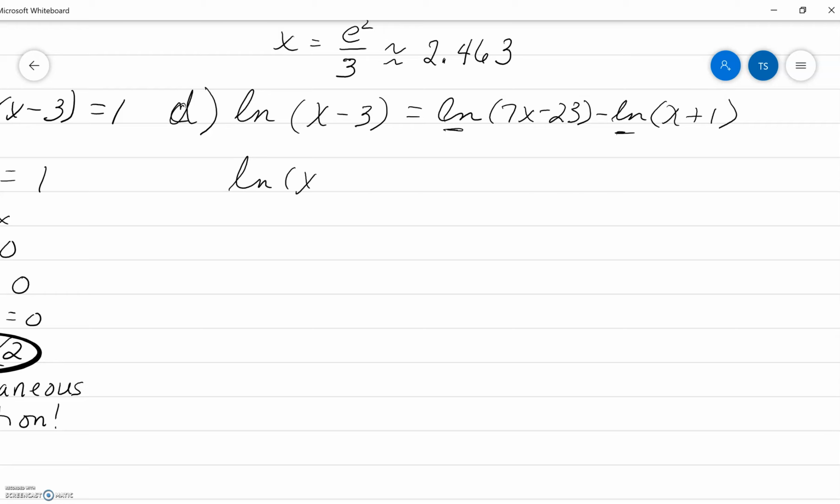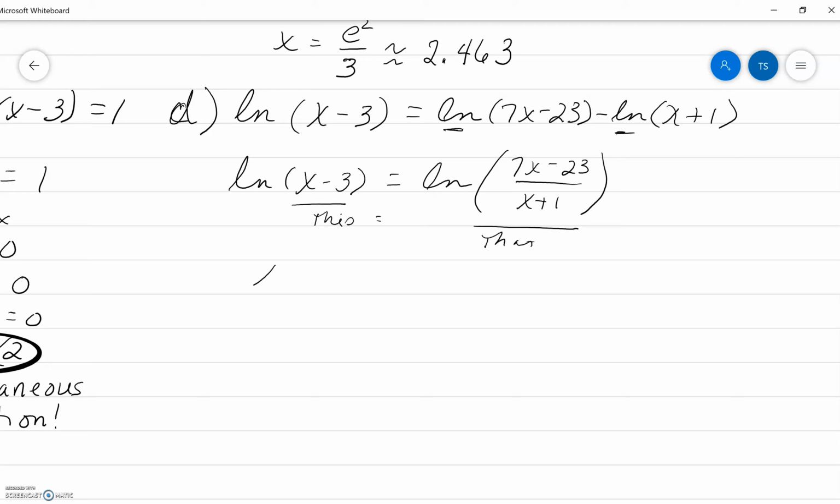So this side I'm not going to do anything with. Natural log of x minus 3, I'm going to leave it alone. This is going to be the natural log of, subtraction becomes division, so it's going to be 7x minus 23 over x plus 1. I got a log, the natural log of this equaling the natural log of that. So I'm going to drop the log right out of the picture. Bye-bye log, and I'm going to set this equal to that. So x minus 3 equals 7x minus 23 over x plus 1.